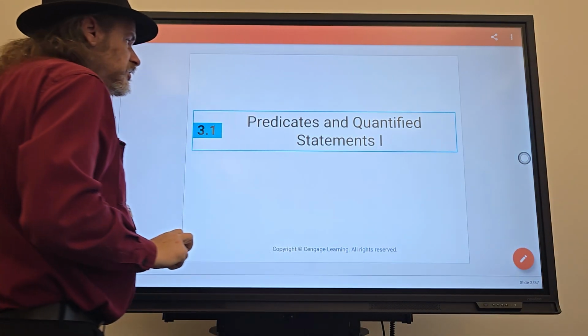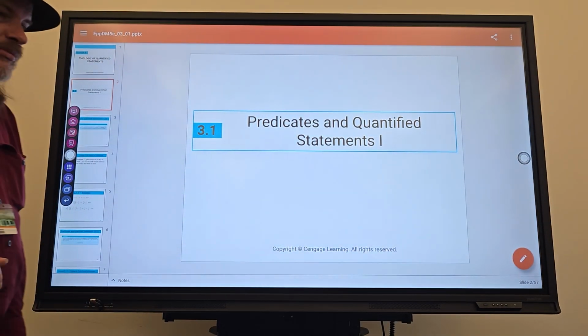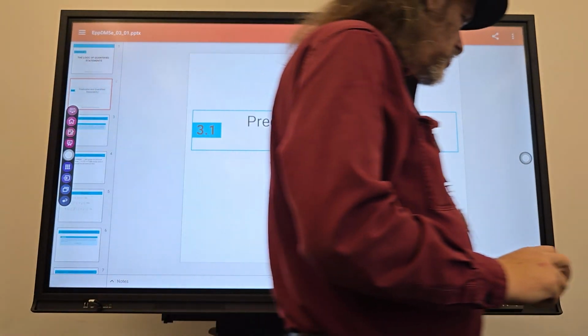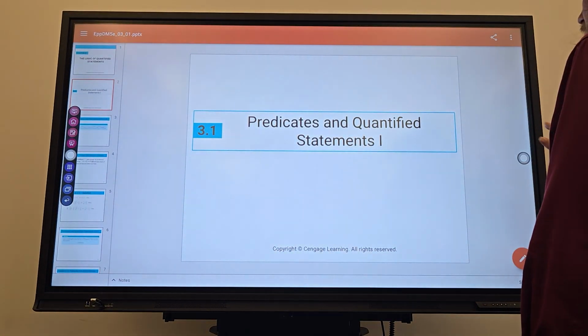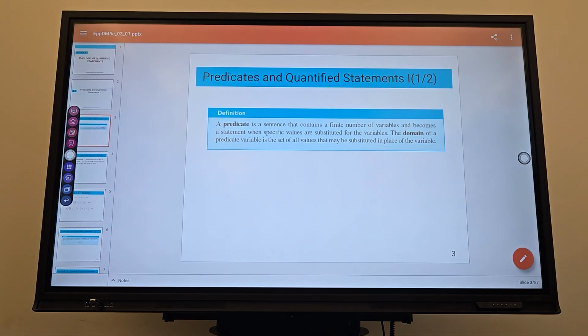All right, predicates and quantified statements, part 1. Start off with a definition. A predicate is a sentence that contains a finite number of variables and becomes a statement when specific values are substituted for the variables. The domain of a predicate variable is the set of all values that may be substituted in place of the variable.